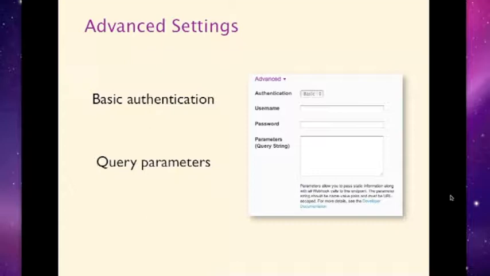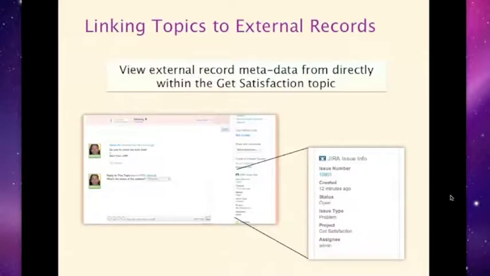So really, this allows you to do a lot of interesting things on your side with your push API script. In addition to being able to push out topics from the community to your external systems, you can actually show the status, or meta information about those external records, within GetSatisfaction.